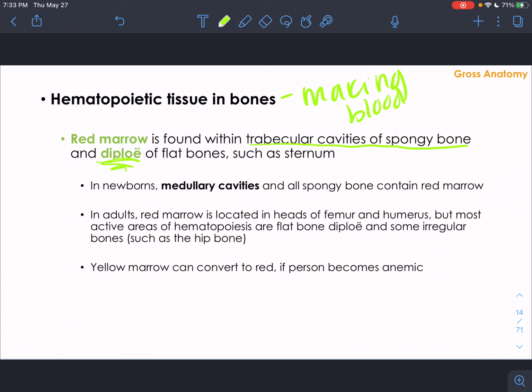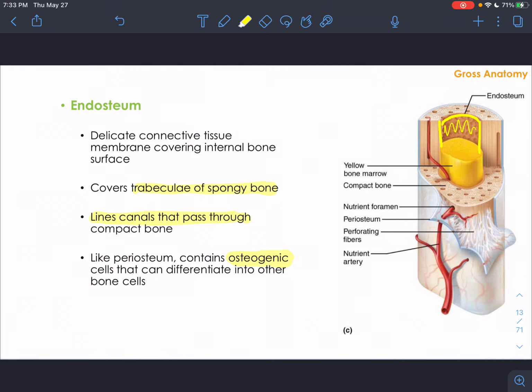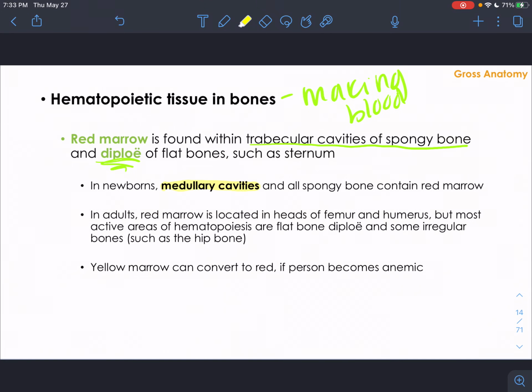Okay. In newborns, you're actually going to find red bone marrow in the medullary cavities. In adults, the medullary cavity turns into yellow bone marrow, right? So that yellow stuff is the medullary cavity. So in adults, you're only going to find red marrow in the trabeculae of certain bones. So the femur and humerus, you're going to find a lot of red bone marrow, but most of it is going to occur in flat bones, diploe.